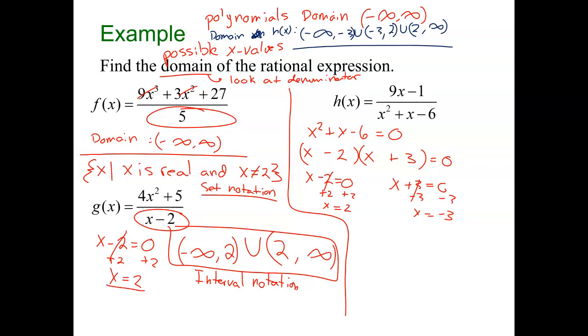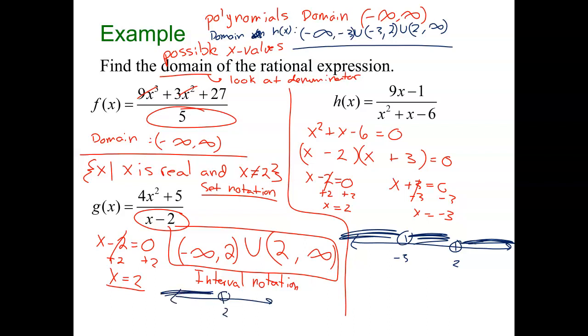Because I have 2 excluded values. X is not allowed to be negative 3 and x is not allowed to be 2. But I have to have a domain that includes everything else. So I have all the numbers before negative 3. I have all the numbers between my 2 excluded values. And I have all the numbers after 2. So if you look at a number line, I've got negative 3 and I've got 2, right? Those are the 2 values that aren't allowed to be in my domain. So I have to have an interval notation that gives me all of these other numbers. This one, the only excluded value was 2, so I only needed to include 2 sections. This one has 2 excluded values, so I have 3 sections that I have to include in the interval.